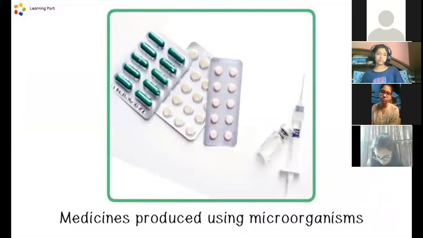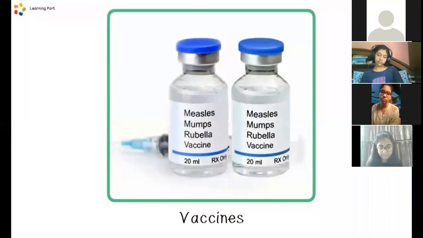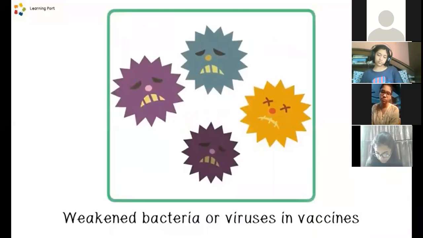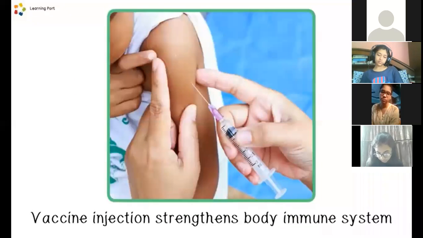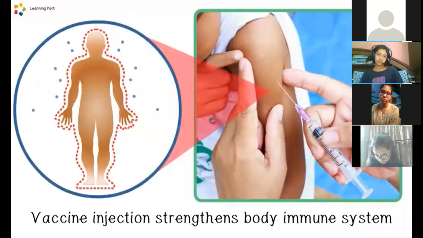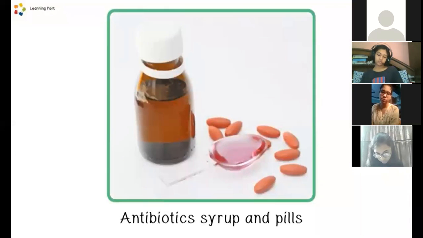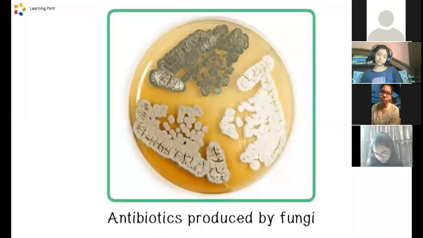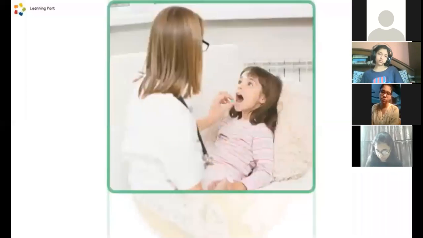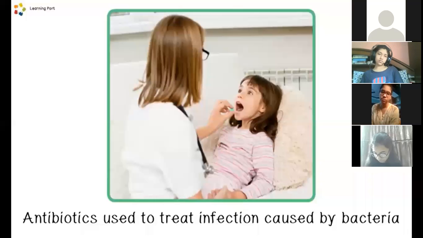Microorganisms are also used to produce vaccines and antibiotics. Vaccines contain weak or dead bacteria or viruses. Vaccines increase a person's immune system. Most antibiotics are made from bacteria or fungi. Antibiotics help to treat infections caused by bacteria.